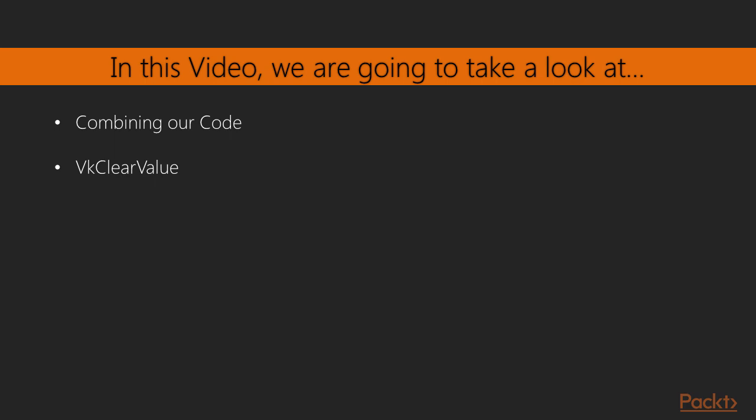We are going to combine the code that we have produced before, and we are going to use the VK clear color to get a red background color in our window. So in this video we are going to bring together the pieces of code that we've done so far. It was a bit nasty till that point, but now it will make sense. So let's bring the code together.